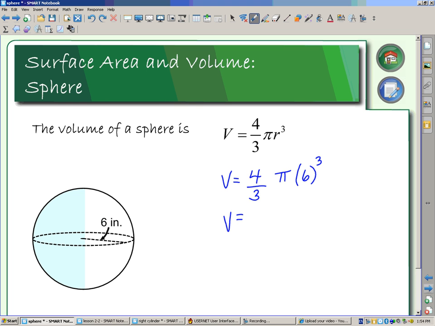So I have 6 to the power of 3 times pi times 4 divided by 3. And I got 904.7, so let's say 905 cubic inches. Just straight using the formula. And that is how to find the surface area and volume of a sphere.